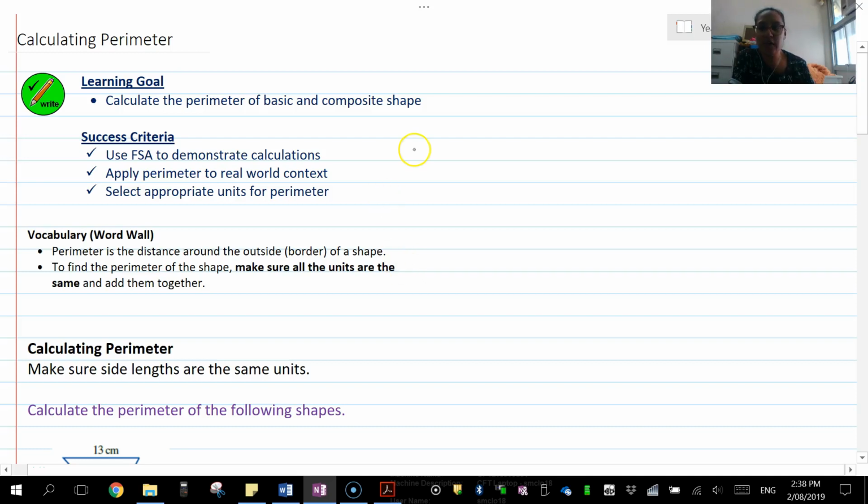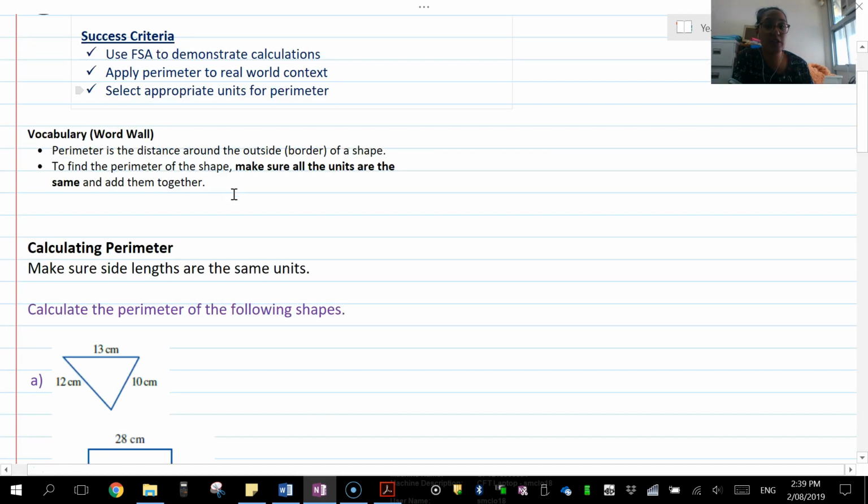Hey everyone, in this video we're looking at calculating perimeter. So that's your main goal today: perimeter of basic and composite shapes using your FSA. To demonstrate your calculations, show working out, apply perimeter to real context, and also use the appropriate units.